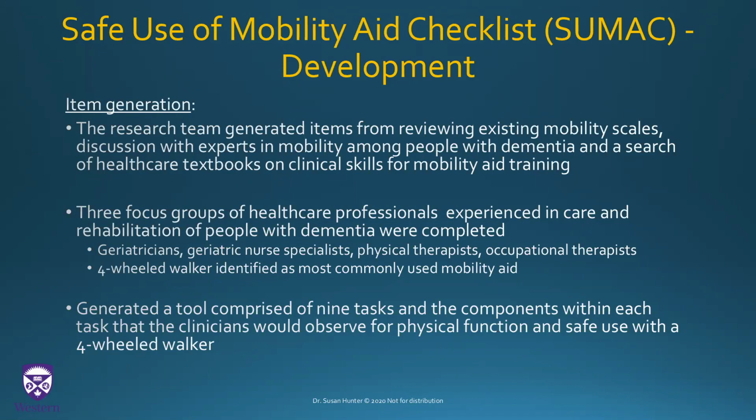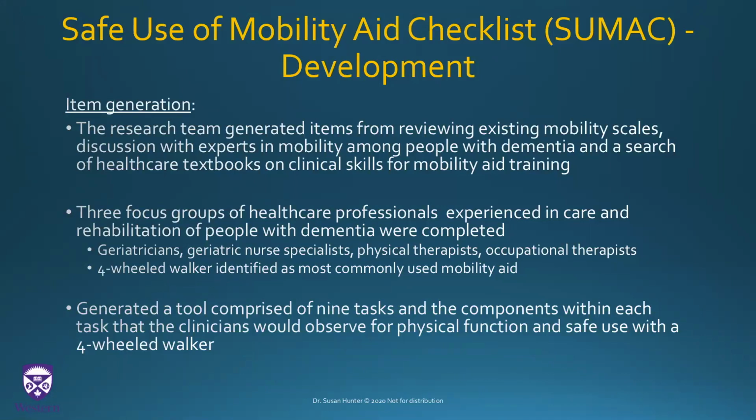So when we looked at developing the scale, the research team, which was made up of a kinesiologist, myself as a physical therapist, and an occupational therapist, reviewed existing mobility scales. We talked to experts in mobility among people with dementia, and we looked at healthcare textbooks that are used in teaching healthcare professionals about clinical skills for mobility aid training. We then had 3 focus groups of healthcare professionals experienced in care and rehabilitation for people with dementia, and that included geriatricians, geriatric neurospecialists, physical therapists, and occupational therapists.